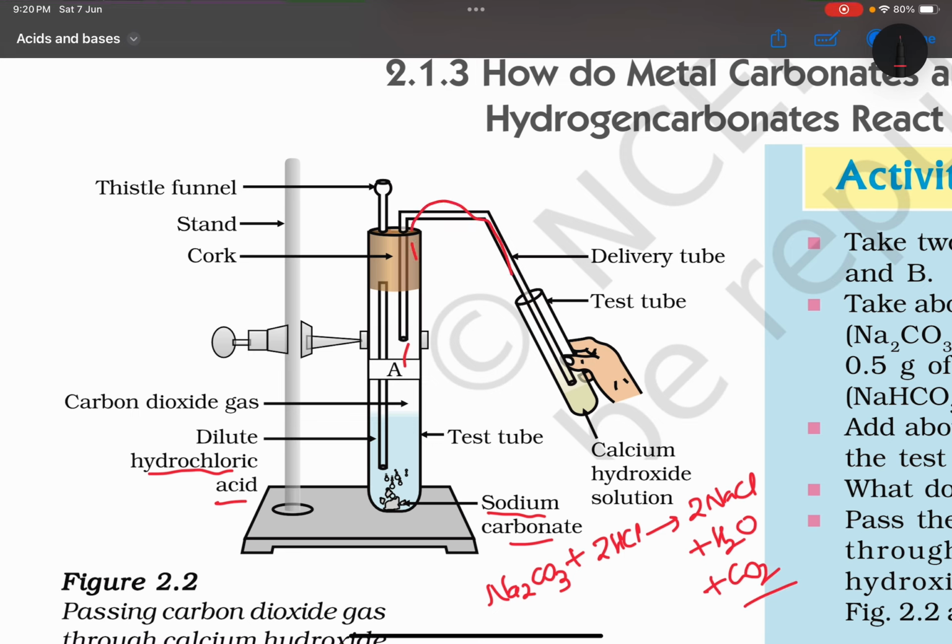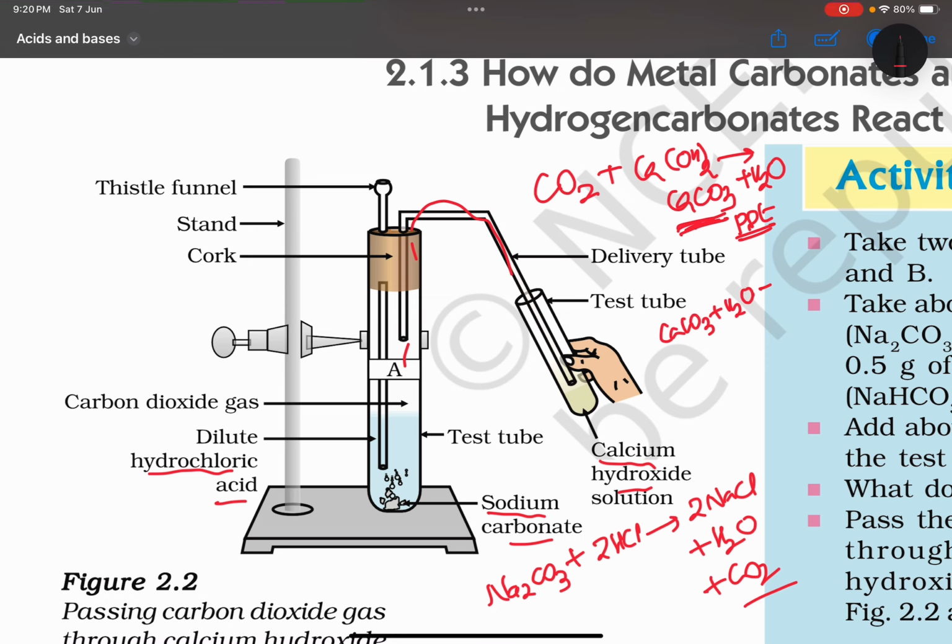And that CO2 gas is passed into calcium hydroxide solution. The CO2 formed here is acidic in nature. When this is passed through calcium hydroxide, it forms calcium carbonate, CaCO3 plus H2O. But you must be very careful to note this: it is a precipitation, and a white precipitate is formed. But if by mistake you pass carbon dioxide for a long time, then it will form calcium bicarbonate, which is completely soluble.